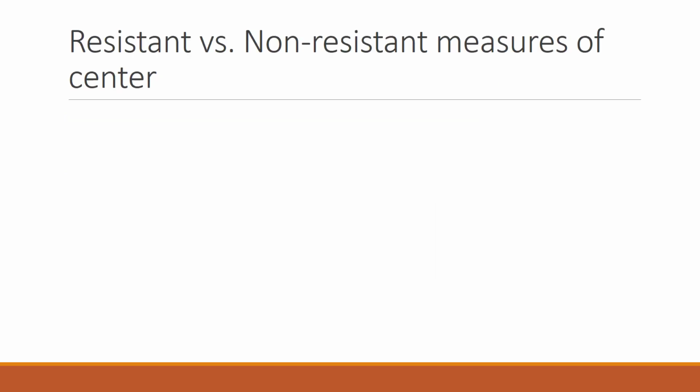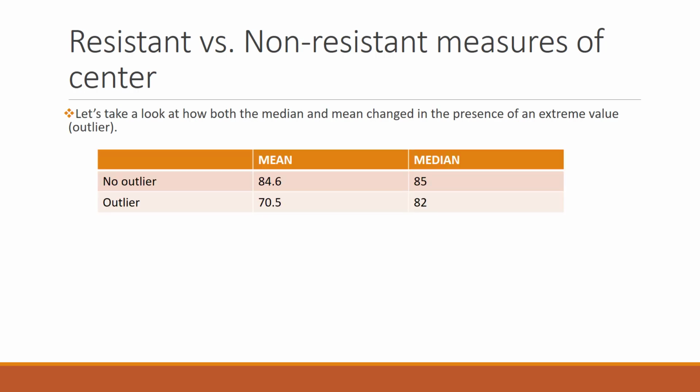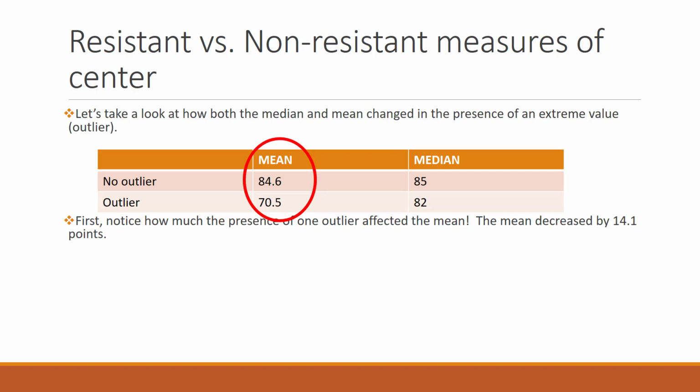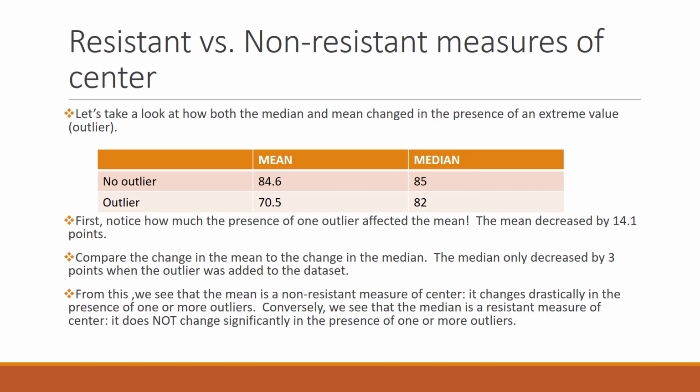Let's discuss this idea of resistant versus non-resistant measures of center. Let's look at how both the median and the mean change in the presence of an extreme value or outlier. First, notice how much the presence of one outlier affected the mean. The mean decreased by 14.1 points. Again, it started as 84.6 and it dropped to 70.5. Compare that to how much the median changed. The median changed by only 3 points. It started at 85 and it only dropped down to 82.